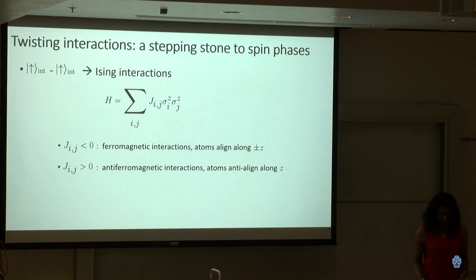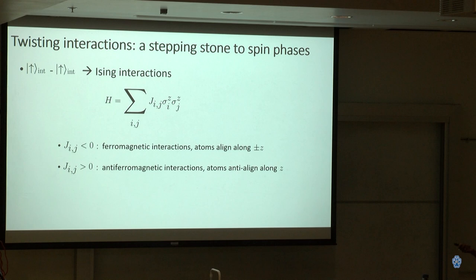Okay, so what these up-up interactions actually represent are something called Ising interactions. And so here I've written the Hamiltonian, the total energy, for something called the Ising model. These sigmas are called Pauli operators. They're actually Pauli Z operators in this case. And each of them represents a spin.